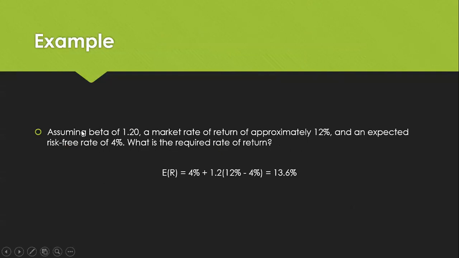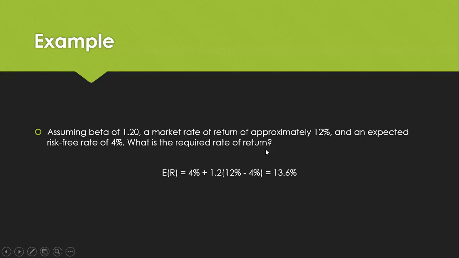Okay, assuming the firm's beta coefficient is 1.2, a market rate of return of approximately 12%, and an expected risk-free rate of 4%. What is the required rate of return?